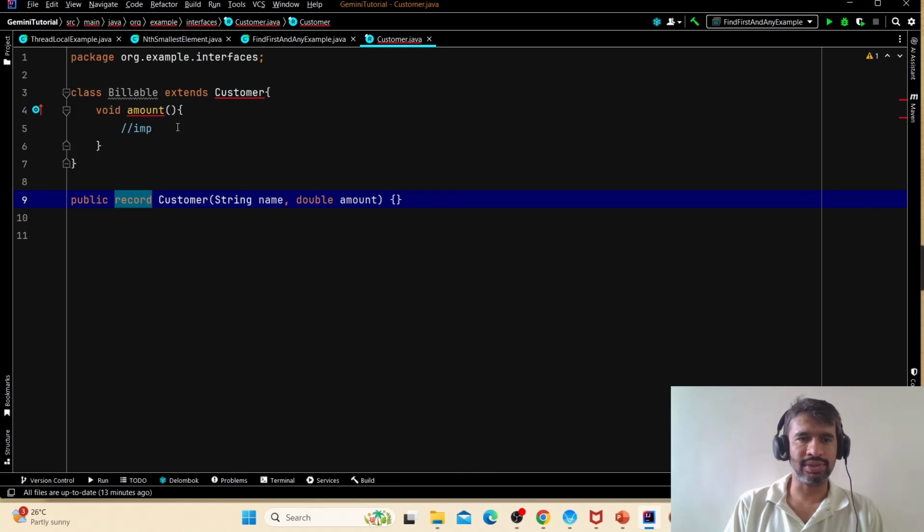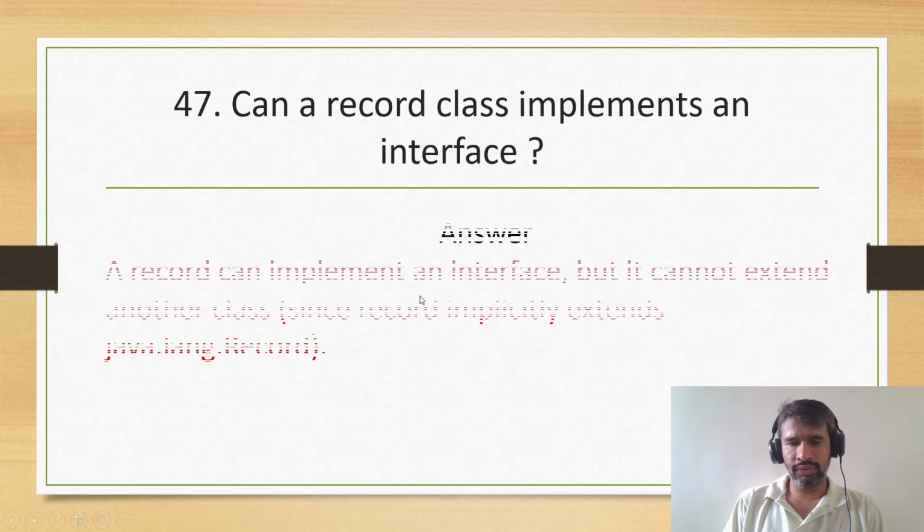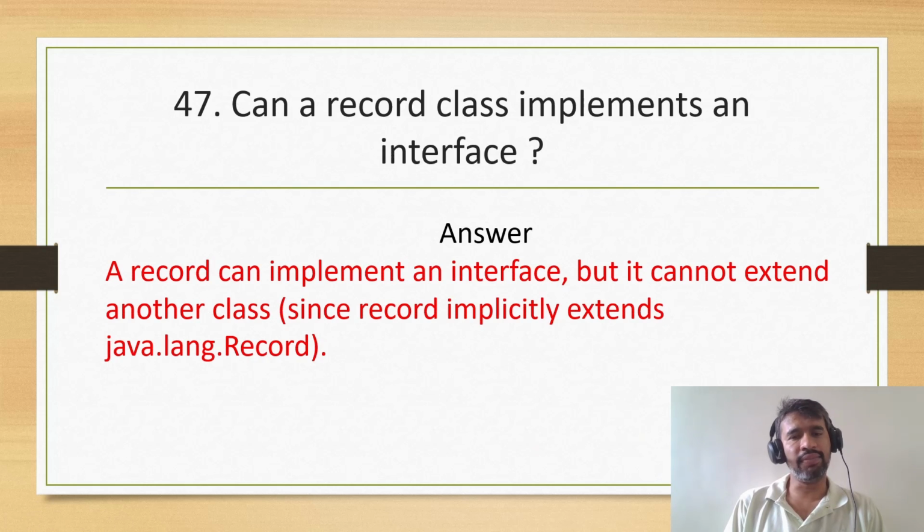Let's move on to the next question. I hope it's very clear. So the answer is: a record can implement an interface, but it cannot extend another class because a record is already implicitly extending java.lang.Record. I hope it's very clear. Let's move on to the next question.